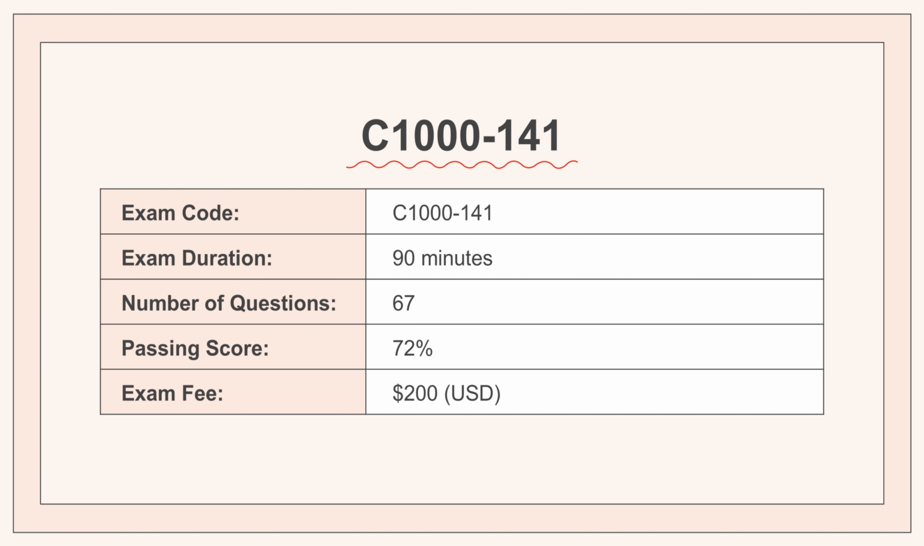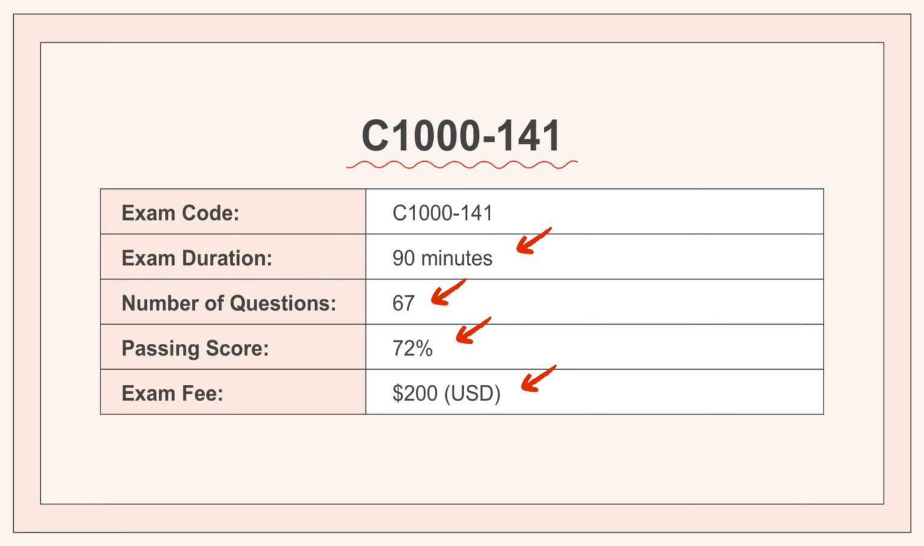Absolutely. So before we dive into the real meaty stuff, let's quickly touch on the exam itself. The C1000-141 is a 90-minute exam. You've got 67 questions to tackle. The passing score is 72%. And to sit for this exam, it'll set you back $200 US. So those are the official benchmarks. That's right. But even if you're not prepping for the exam, these are the areas IBM says you need to know to be proficient. Exactly. So let's jump into some practice questions.